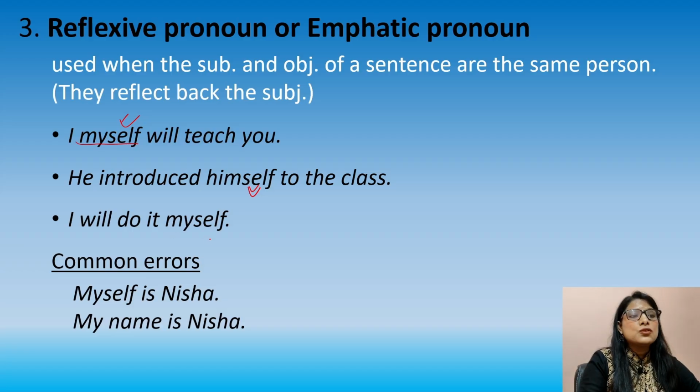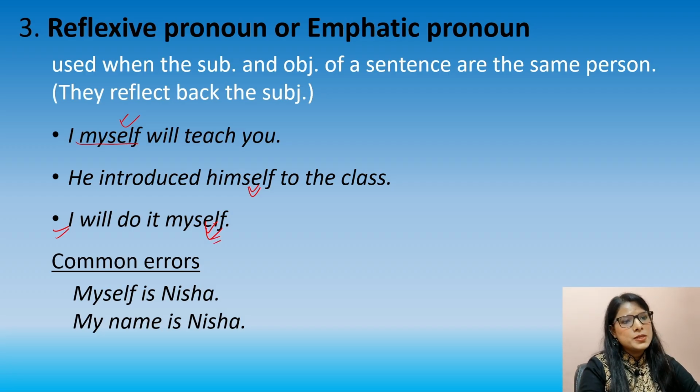I'll do it myself, मैं खुद करूंगी इसको, ओके। I will, so here I and here is myself, both are the same person, है ना। ये सब्जेक्ट और ऑब्जेक्ट सिर्फ एक ही पर्सन के लिए यूज हुआ है, that is why we call it reflexive pronoun.